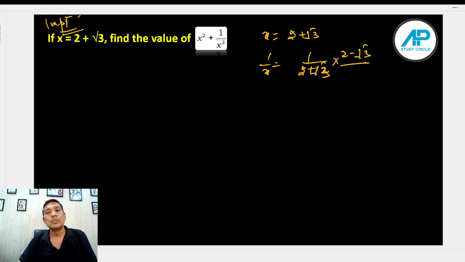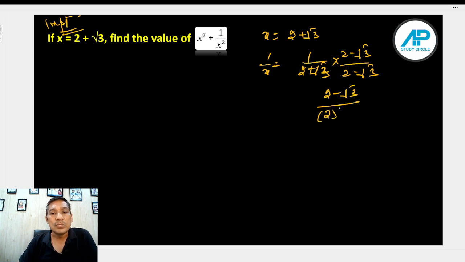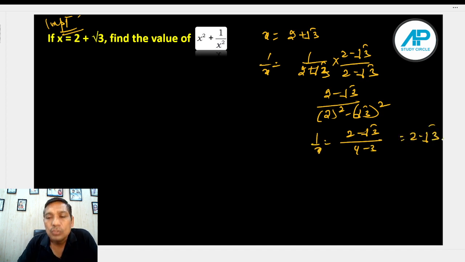multiply by 2 minus root 3 upon 2 minus root 3. That gives me 2 minus root 3 upon 2 squared minus root 3 squared. 2 minus root 3 upon 4 minus 3. So 1 upon x equals 2 minus root 3.